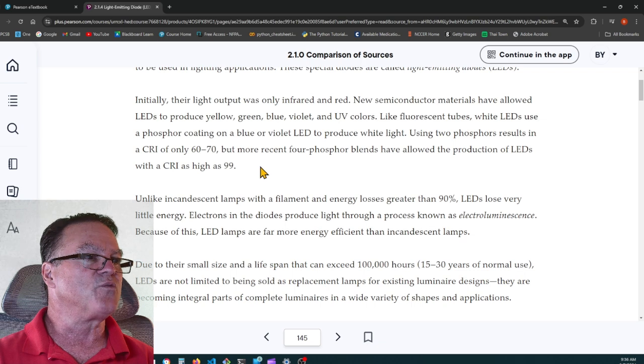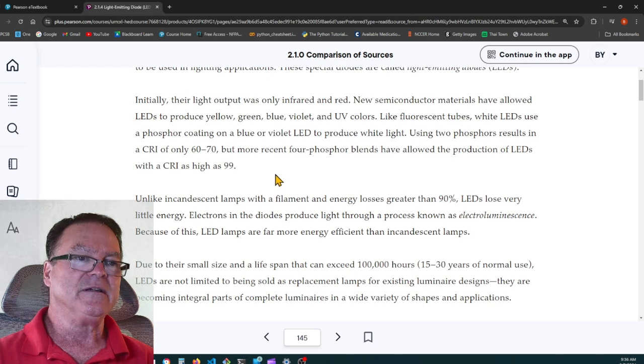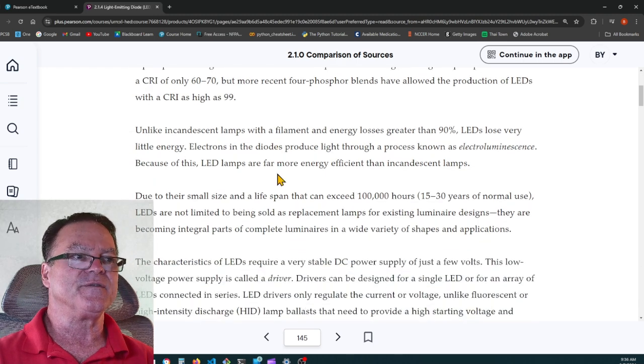Like fluorescent tubes, white LEDs use a phosphor coating on a blue or violet LED to produce white light. Using two phosphors results in a color rendering index of only 60 to 70, but more recent 4-phosphor blends have allowed the production of LEDs with a color rendering index as high as 99%. That's great. Those are very bright and they're very close to sunlight.